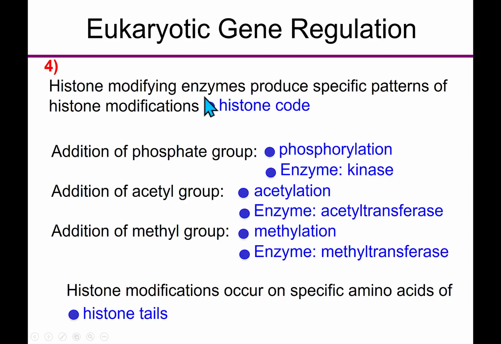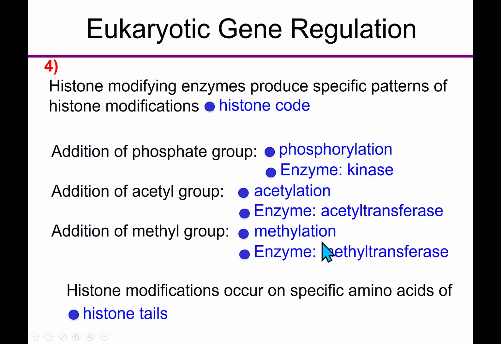So remember, there are specific histone modifying enzymes. These histone modifying enzymes, they're writers. They're going to write on the histone tail. They're essentially going to write a histone code. Now, there are many different kinds of enzymes that can function as writers. You have kinases that phosphorylate things. You have acetyltransferases that add an acetyl group. You have methyltransferases that add a methyl group.